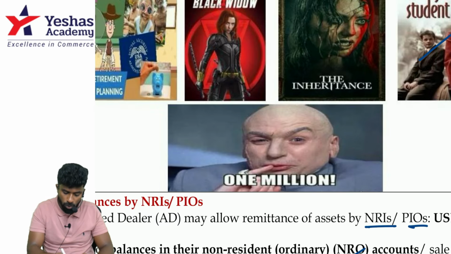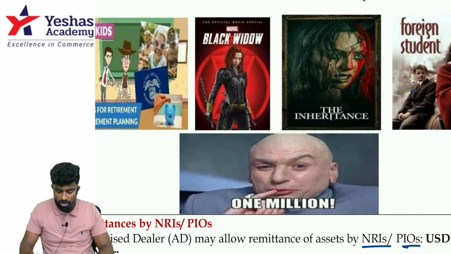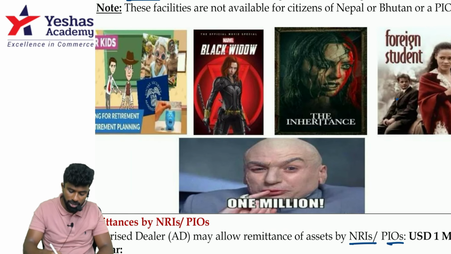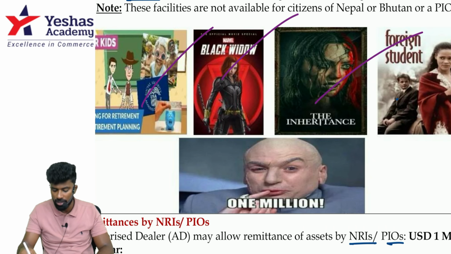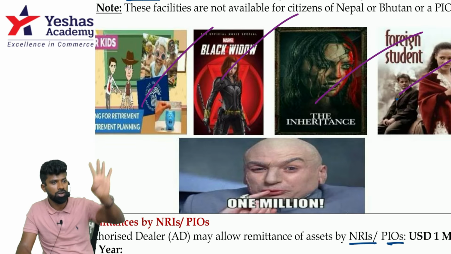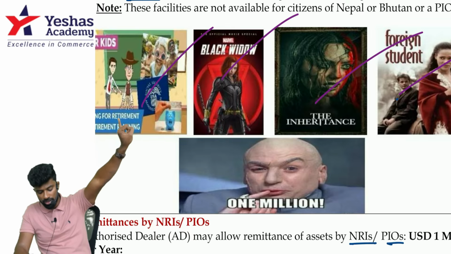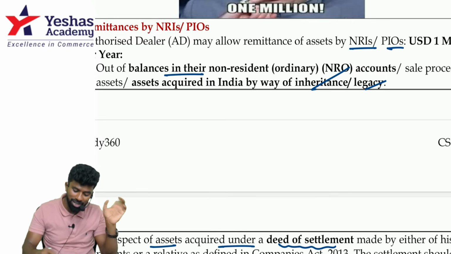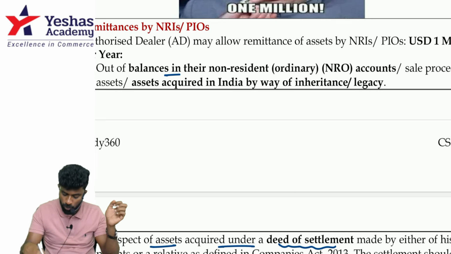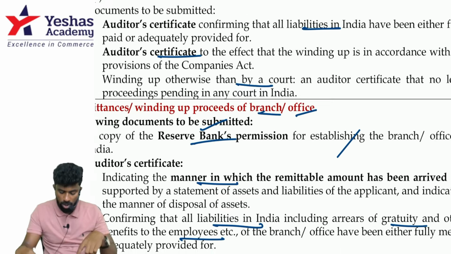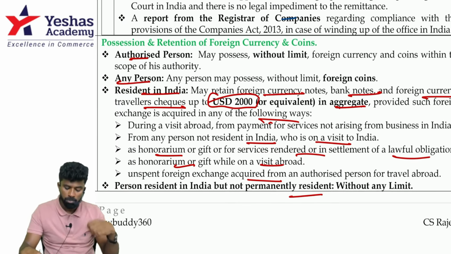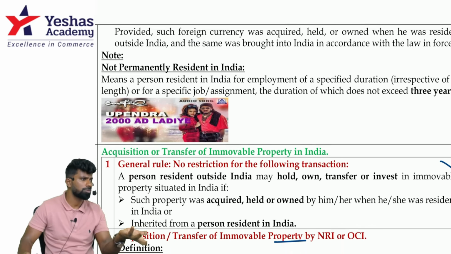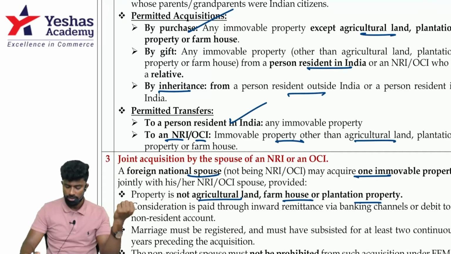For a person resident, either by what? Retirement. Second one, widow. Third one, inheritance. Next one, foreign student. 4 transactions. How many million? 1 million. Next one, remittance by NRIs and PIOs. Yes or no? All these things we have discussed. Retention of foreign currency. Retention of what currency? Foreign currency. Up to how much can you retain? 2000.